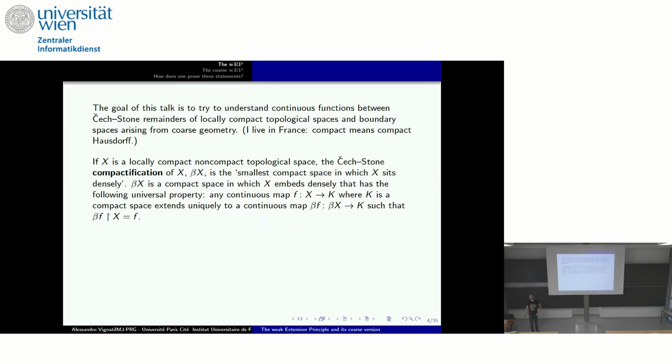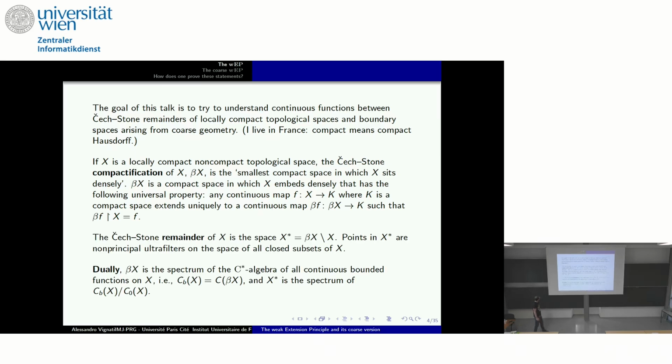Any bigger space will not have X sitting densely. Let me say it this way, for the universality. And the remainder is whatever is left. You pick X inside beta of X, and then you have X star, which is whatever I didn't consider. The points here are really non-principal ultrafilters on the space of closed zero subsets of X. But I will approach this dually.